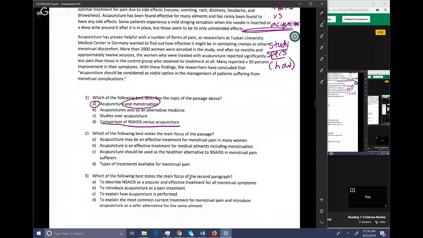Question 2 says, which of the following best states the main focus of the passage? Main focus is very similar to main idea, kind of sits somewhere in the realm of main idea, main purpose, and so on.